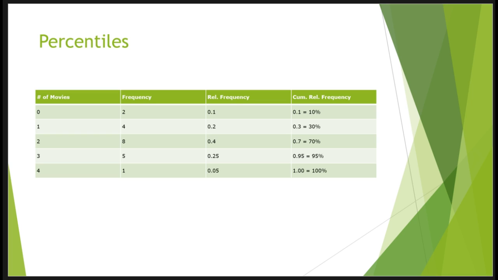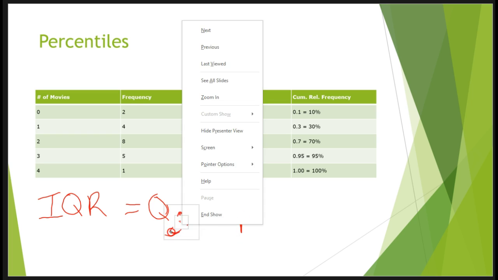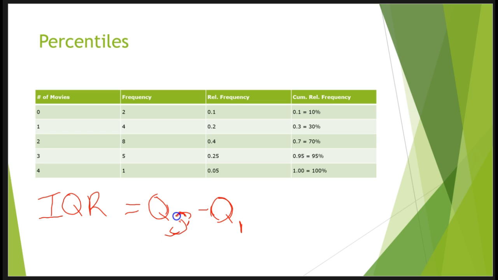A measure that is often used to find the range of the middle 50% of data is called the interquartile range, which is represented as IQR. The interquartile range is defined as the difference between the third and the first quartiles. That's Q3 minus Q1.